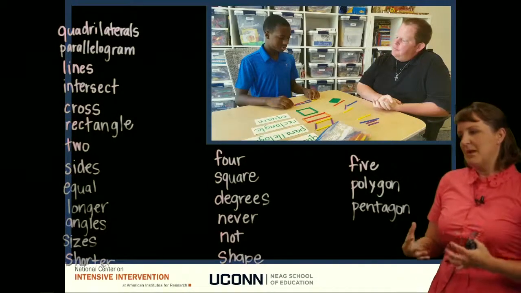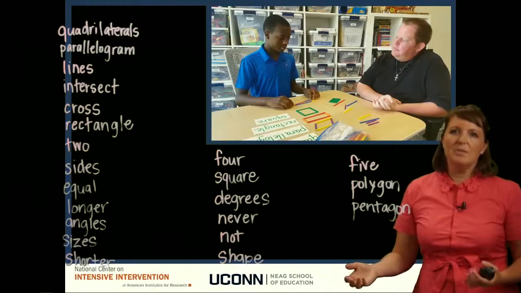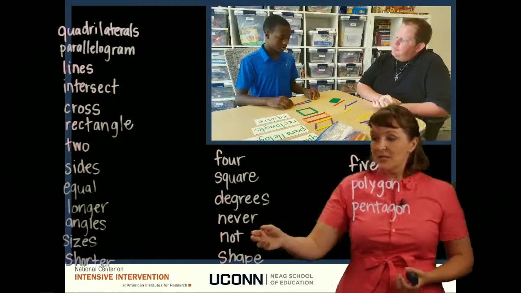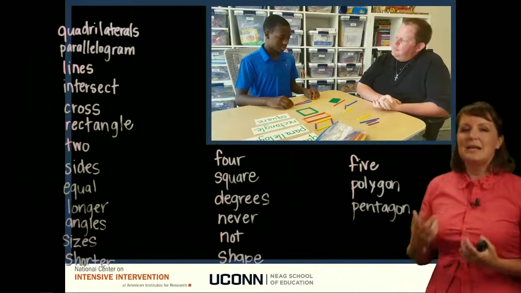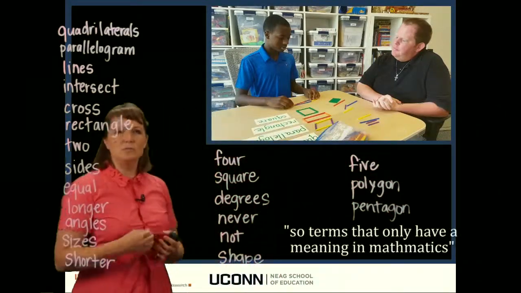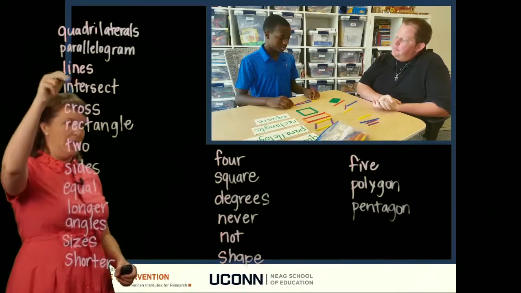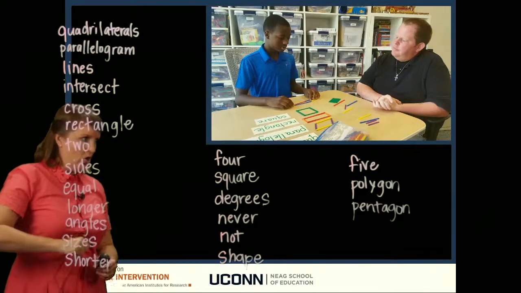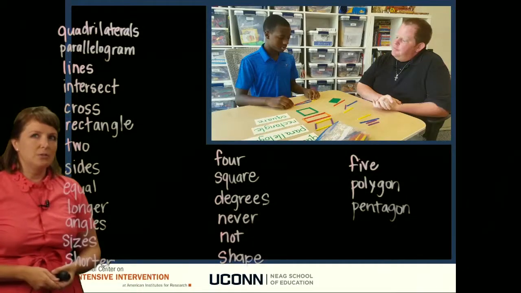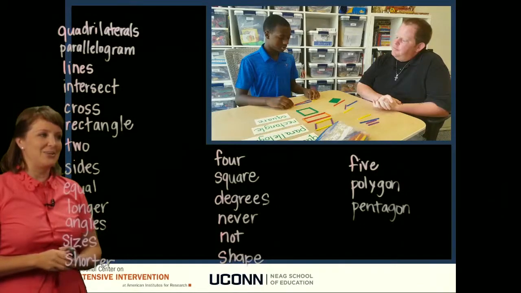When I say math-like, "not" is not something we would consider really a math term, but when he asked, show me something that's not a quadrilateral, you really have to understand what "not" means in order to show what is not a quadrilateral. Now, some of these are technical terms, terms that only have a meaning in mathematics. For example, quadrilaterals, parallelogram, rectangle, pentagon, and polygon at the end are technical terms. But we also have a lot of what are considered sub-technical terms.